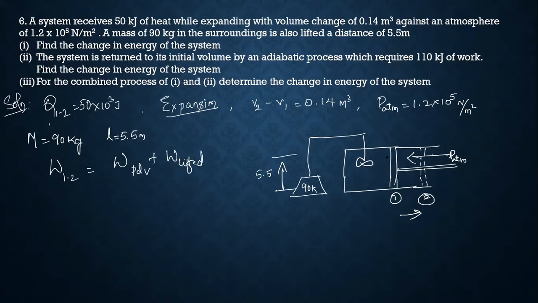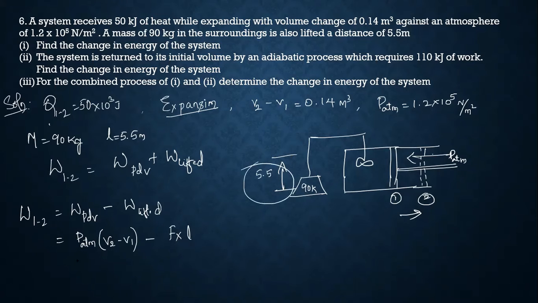W1 to 2 is the integral PdV work. That is a constant pressure process. Therefore, W1 to 2 is equal to the PdV work minus the lifted work. The PdV work for a constant pressure process is P atmosphere into V2 minus V1, minus the lifted dead weight, that is F into L, force into displacement, the lifted work. Therefore, P atmospheric pressure into V2 minus V1 minus F, mass into acceleration into L.